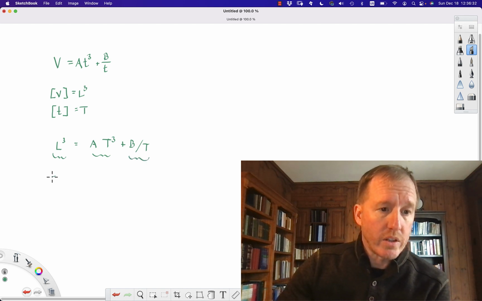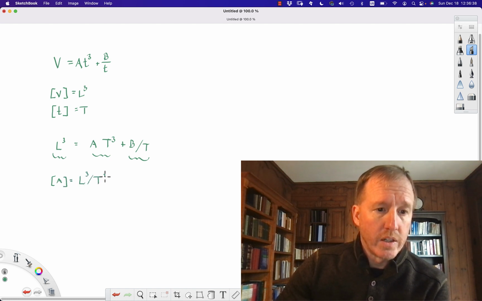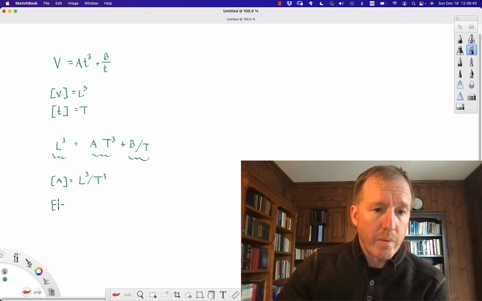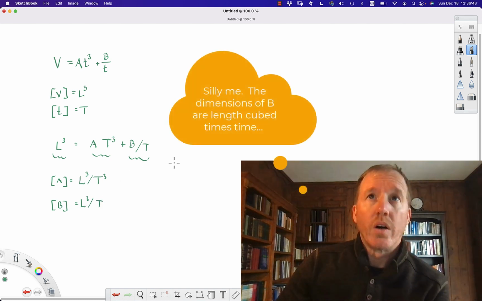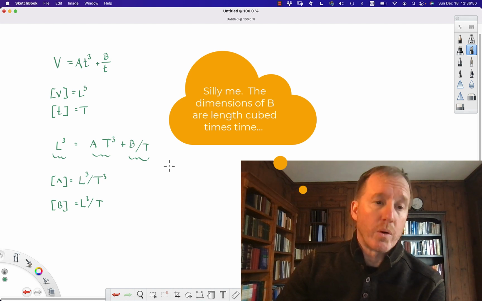And so that means that the dimensions of A have to be L cubed over T cubed, and the dimensions of B have to be L cubed over T, so that each of these terms has the same dimensions. Okay, so that's the answer to part one.